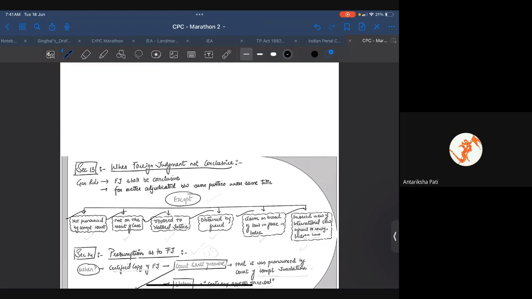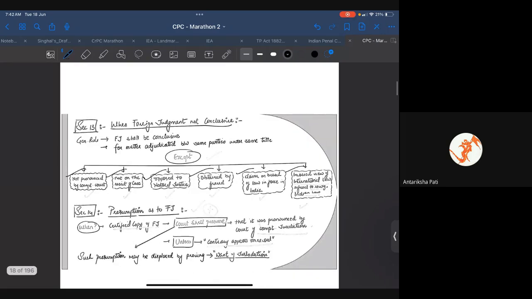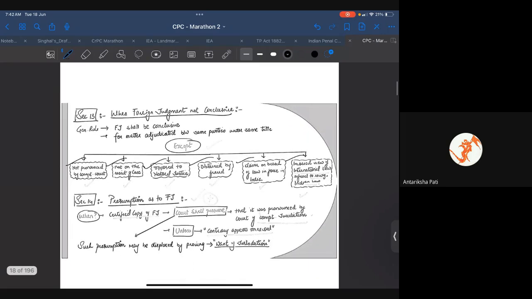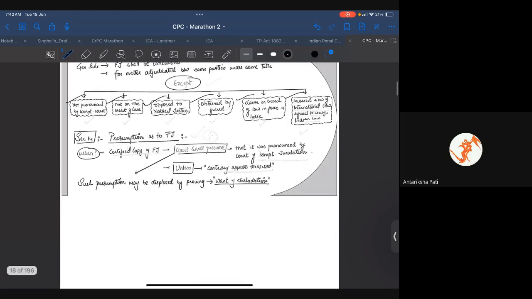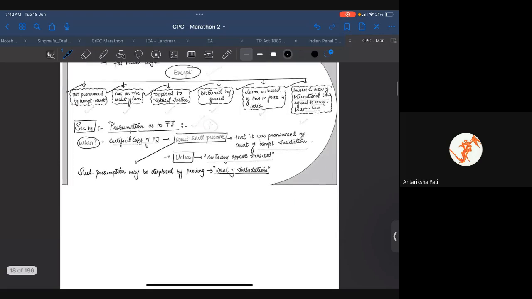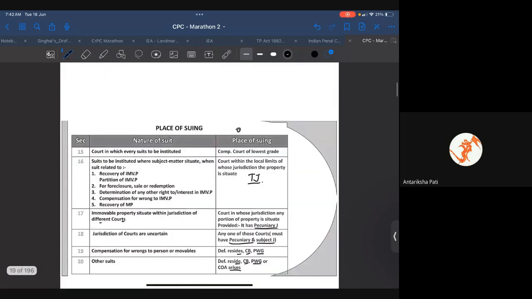Now section 14 is the presumption as to foreign judgment. It says that when there is a certified copy of a foreign judgment, the court shall presume that it was pronounced by a court of competent jurisdiction unless the contrary appears on the record. Such a presumption may be displaced by proving want of jurisdiction as well.